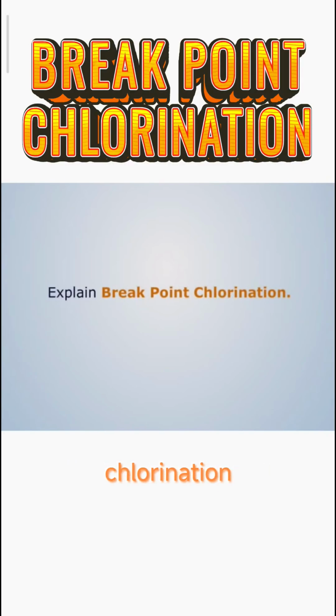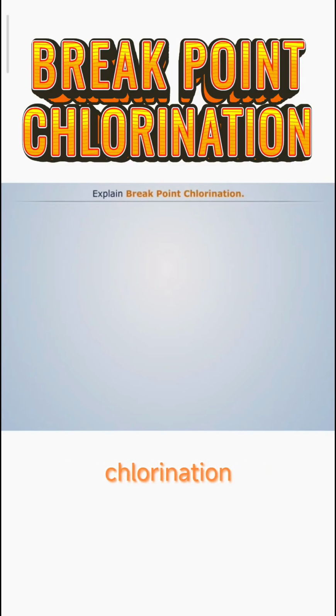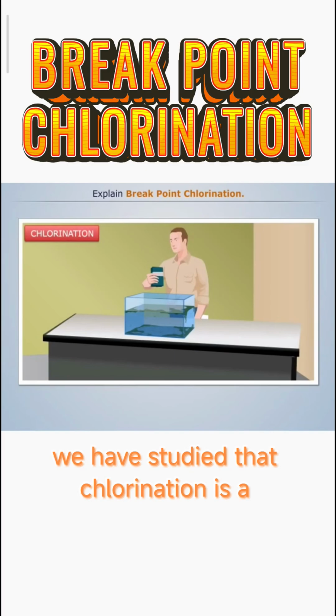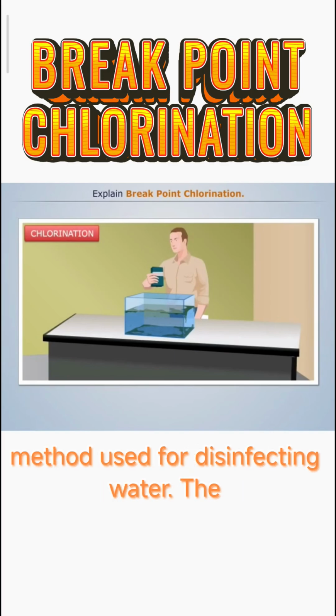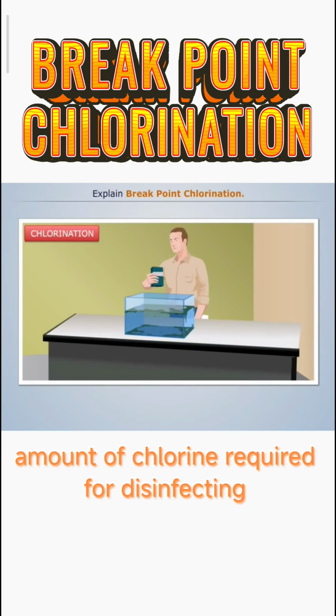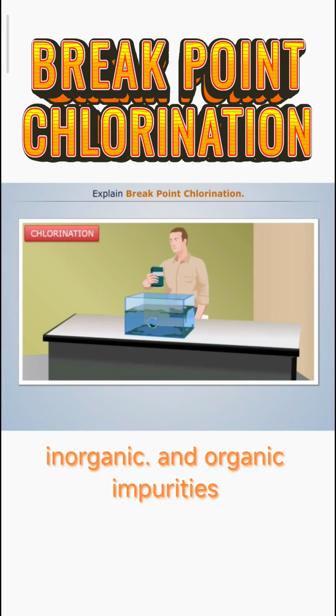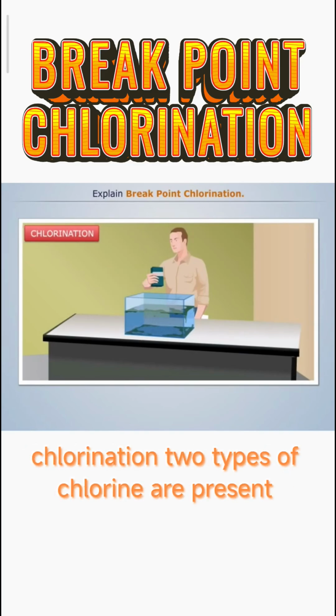Explain breakpoint chlorination. We have studied that chlorination is a method used for disinfecting water. The amount of chlorine required for disinfecting water depends upon the inorganic and organic impurities present in water. During chlorination, two types of chlorine are present in water.